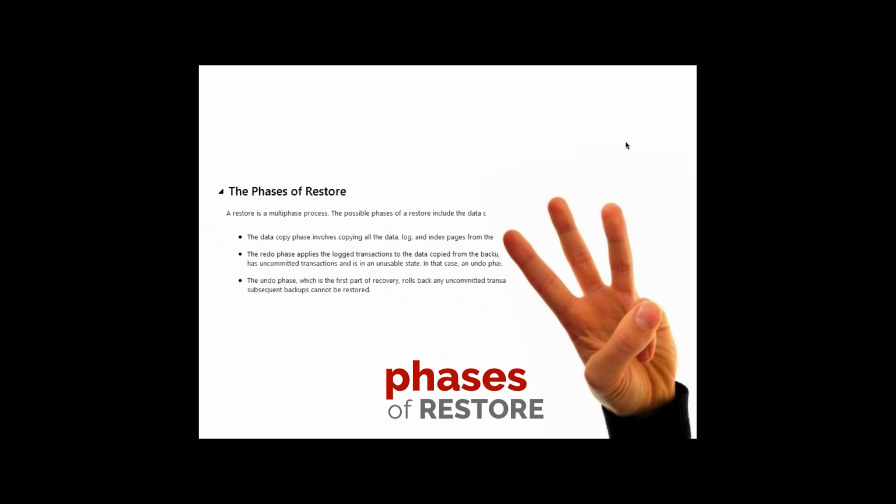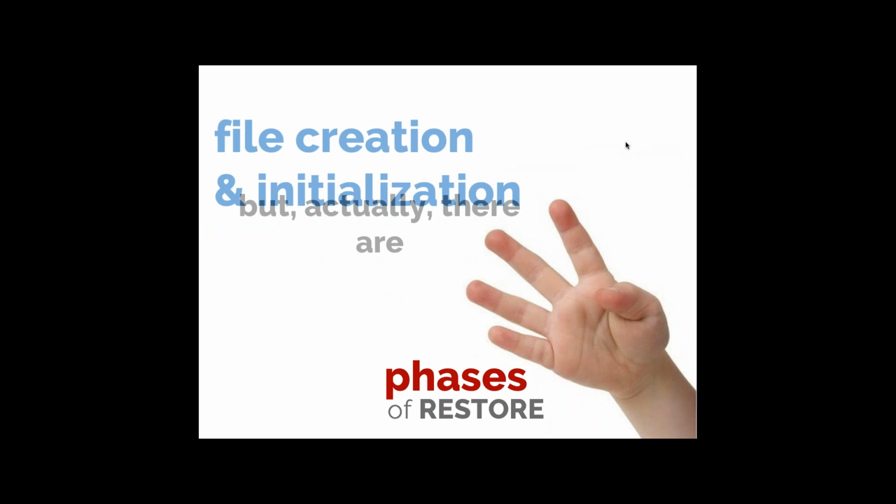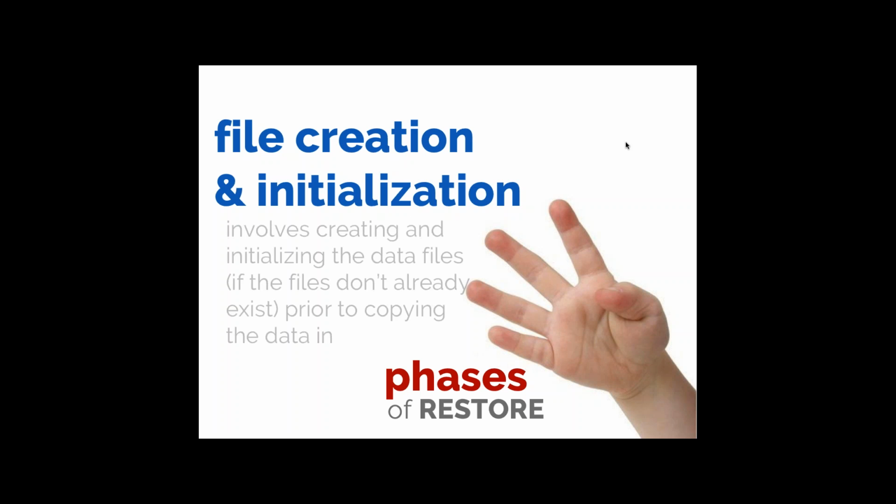I'd like to point out that there are actually 4 of them. I'm not saying that SQL Server Books Online is incorrect. All I'm saying is there really are 4 phases of restore. The first one is called the file creation and initialization. Think of it this way: when you're restoring a database from backup, the first thing that SQL Server will do is create the file in the file system.